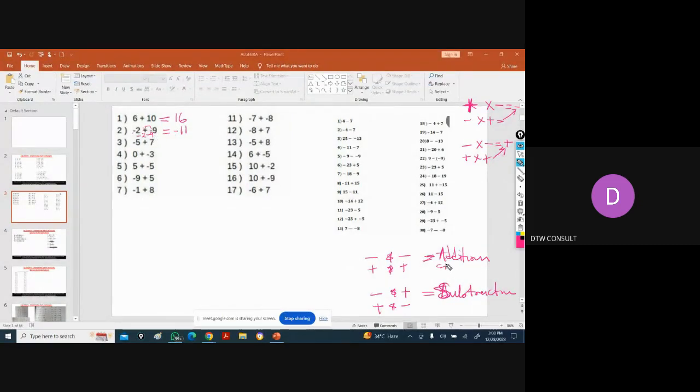Okay? Sign of answer takes sign of bigger number. All right? In subtraction, the same thing. Sign of answer takes sign of what? Bigger number. All right? So negative 2, negative 9, you're going to add 2 and 9, you get 11, and the sign will take the sign of 9, which is what? Negative. Here you have a negative 5 plus 7.